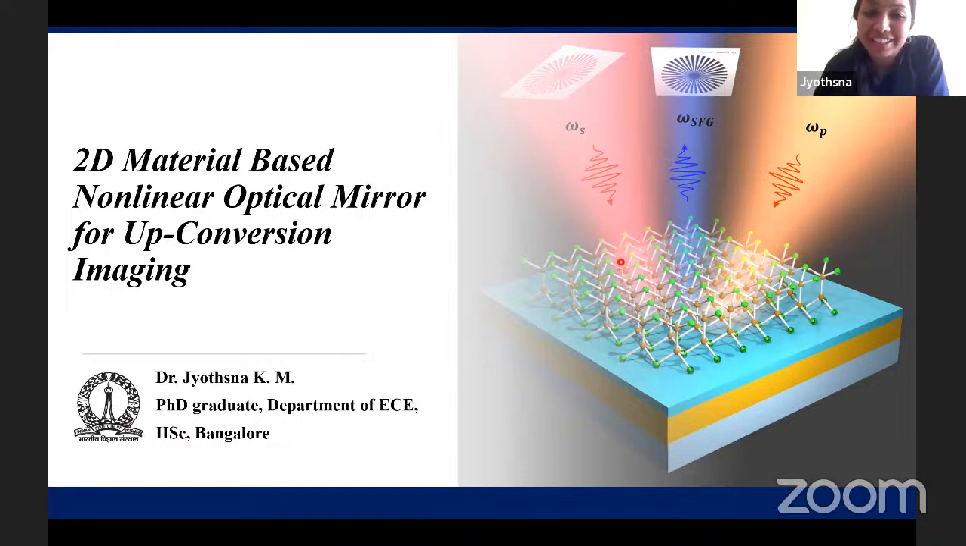Thank you, Divya, for the kind introduction, and thank you, Team Reactive, for giving me this privilege to present one of my thesis works in this event. As I mentioned, this is one of my PhD thesis works, and I'll be focusing on a 2D material-based nonlinear optical mirror for upconversion imaging in this particular talk.